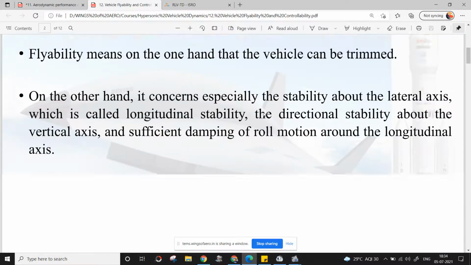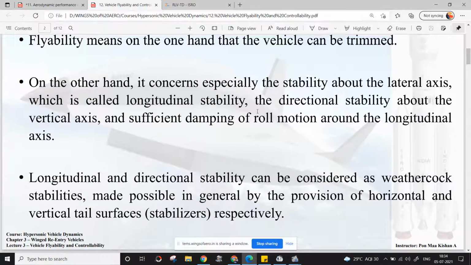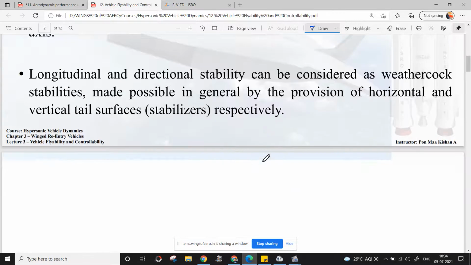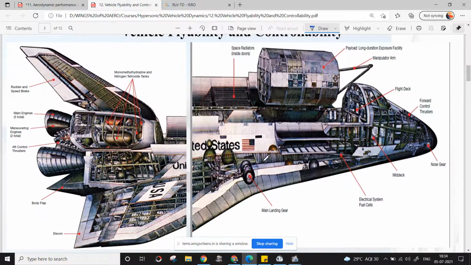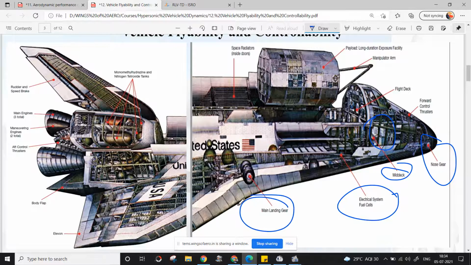So let's see some of the control surfaces and how we are going to maintain the stability of the vehicle in outer space. These are the general parts, like how we have aircraft parts. A space shuttle configuration has a nose gear. A space shuttle configuration has a mid deck, right? For astronauts, and we will have the electrical system, fuels, and main landing gear.